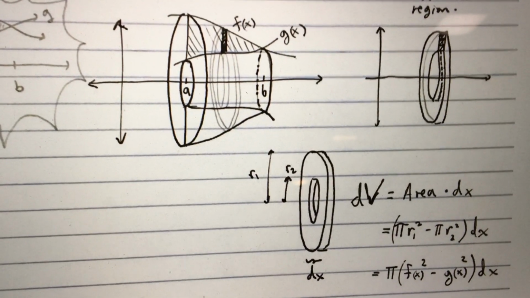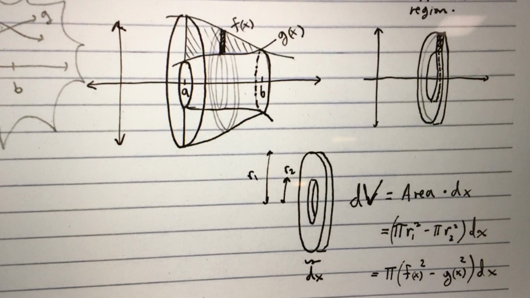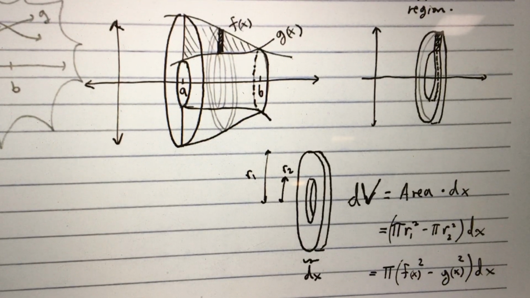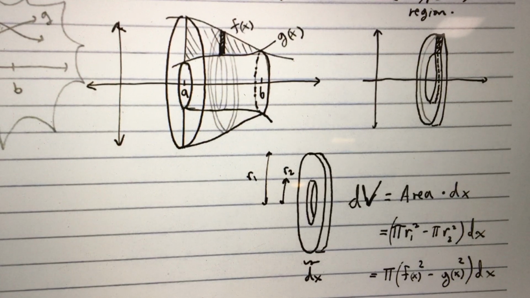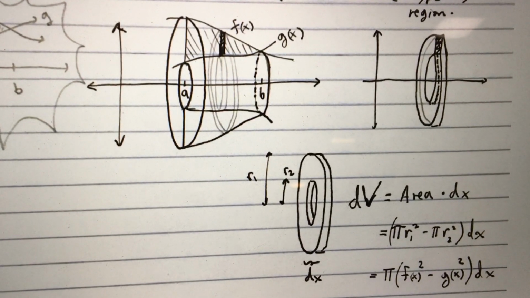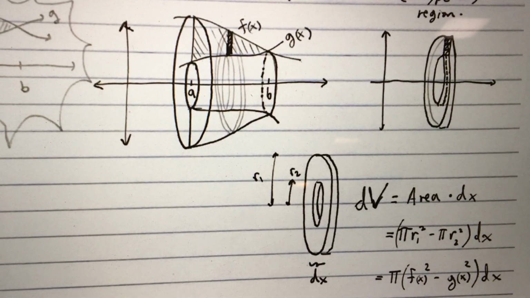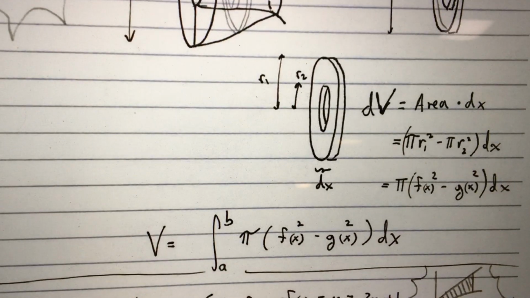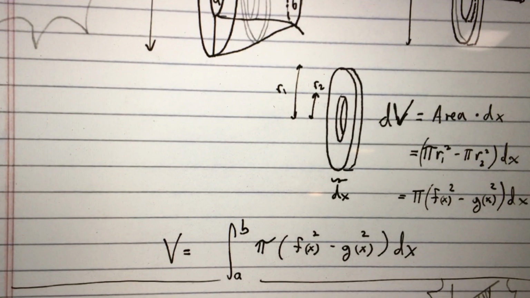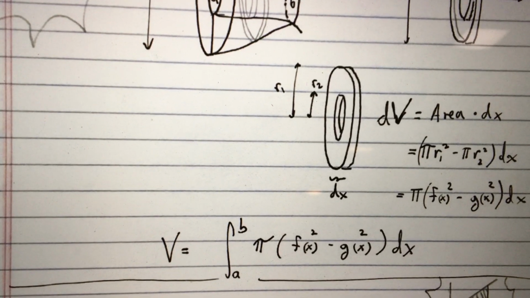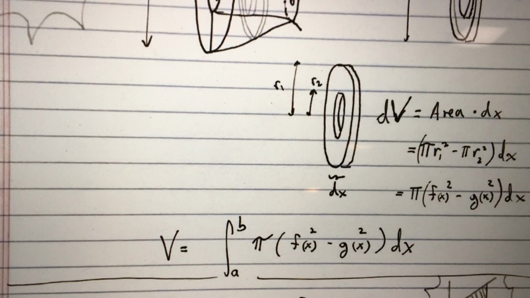And you can factor out the pi because pi r1 squared and pi r2 squared both have a pi in it. So you pull out the pi and you're left with the two functions squared and then subtracted. Notice that squaring happens before the subtraction. So you can't square the minus sign and make it a plus. We're going to need some parentheses in these. All right, here's the formula for the whole volume. It's going to be the integral from a to b of that dV. And dV is pi times f of x squared minus g of x squared.